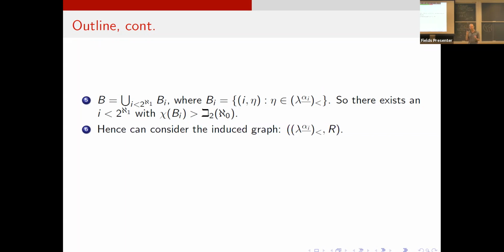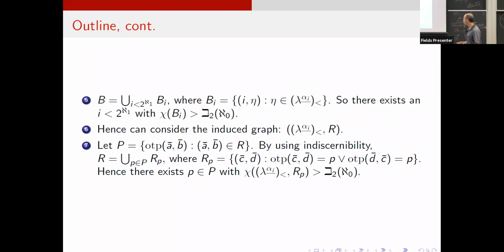And now forget about I, and we only care about infinite sequences. So this is already starting to be very combinatorial, because now we only have a graph about infinite sequences. But we don't know anything about the edge relation. This is where indiscernibility enters into play. We now have two infinite sequences. We can look at the order type. Okay, this element is greater than this one, this element is equal to this one, and so forth.